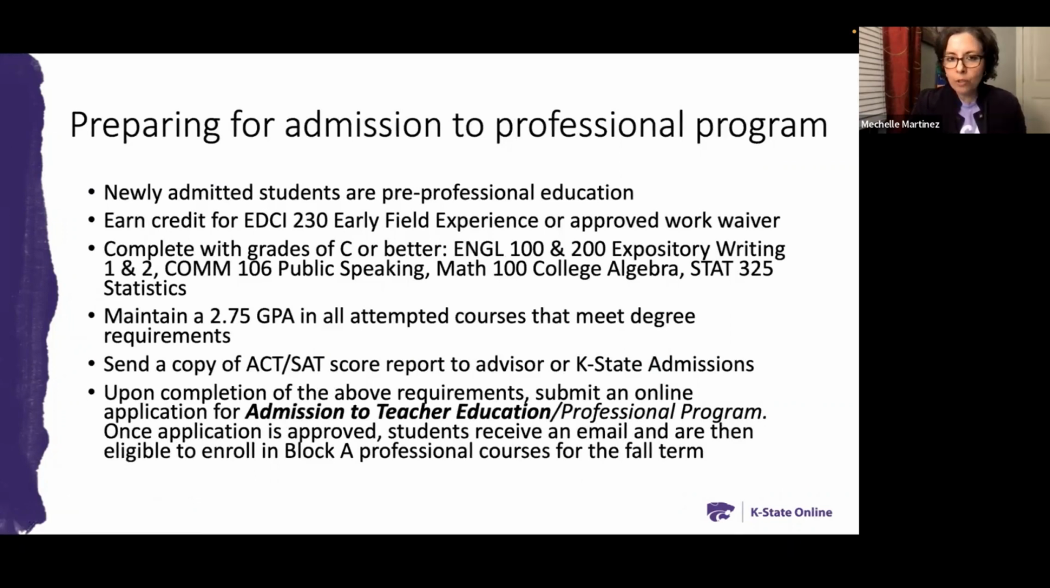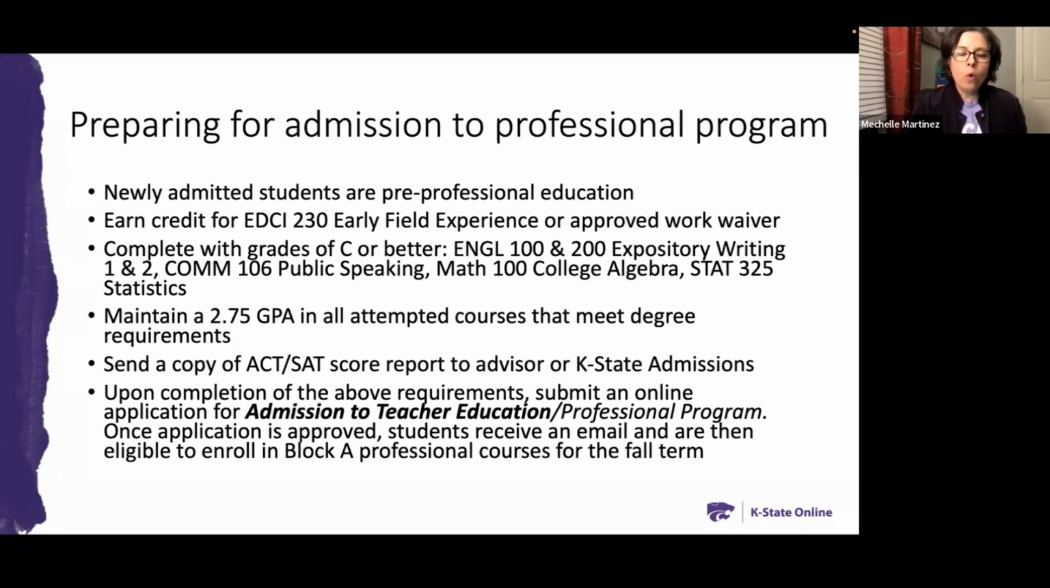So, preparing for admission to the professional program. As a brand new student, you are admitted to K-State as what we call a pre-professional student. If you are transferring to K-State and you have a good number of your transfer credits done, the classes that we will be looking for to make sure you have done are English 100 and 200, which at K-State are your Writing 1 and 2 classes, public speaking, college algebra, and statistics.